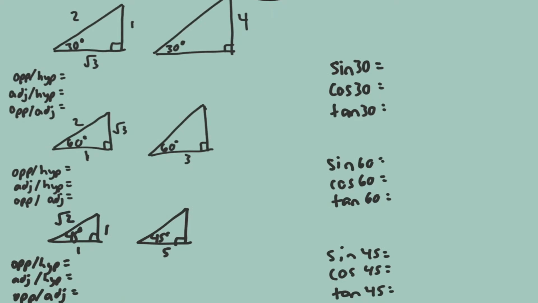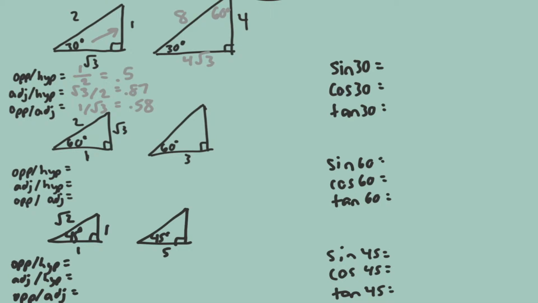First, we want to find the opposite over hypotenuse. So opposite of 30 is 1, over the hypotenuse is 2. Adjacent over hypotenuse is going to be radical 3 over 2, and opposite over adjacent is 1 over radical 3.